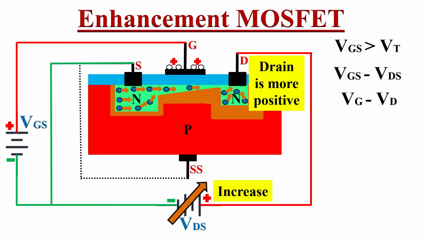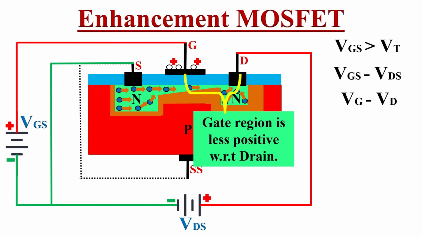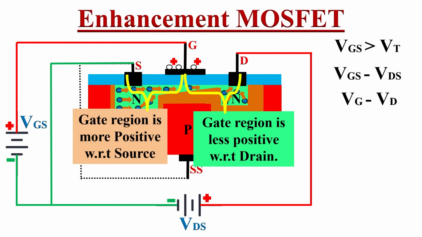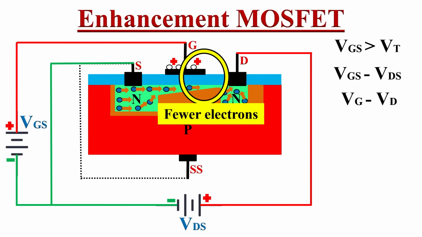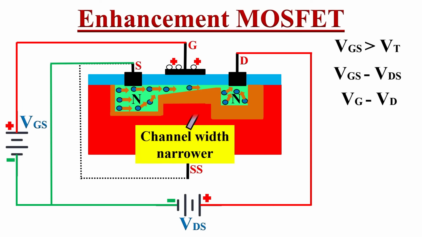Now the drain is at more positive potential and the source is at negative potential. Due to this, the part of the gate region which is towards the drain side will be at less positive potential with respect to the drain. On the other hand, the part of the gate region which is towards the source side will be more positive with respect to the source. Hence the part of the gate region near the drain has less capacitive action, so fewer electrons will be attracted towards the gate terminal. Because of this, the channel width gets narrower as compared to the source region.